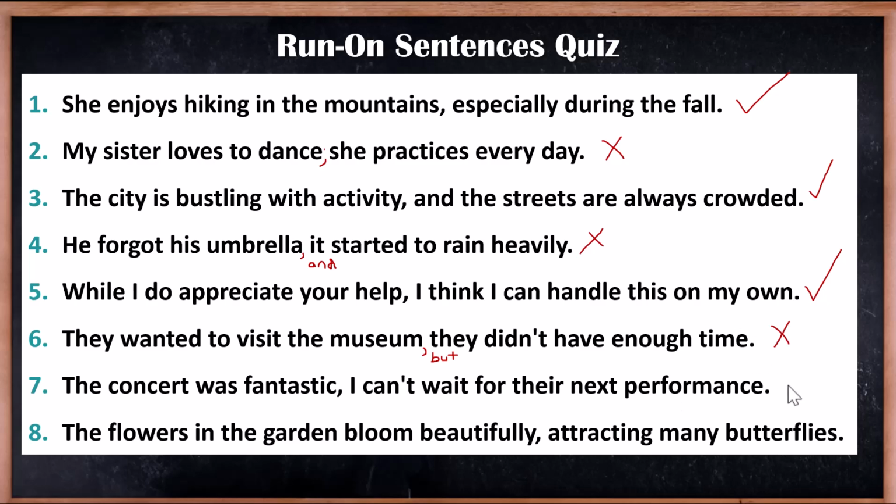Number 7 is incorrect. This is a comma splice, which is a type of run-on. We have 2 independent clauses connected with a comma. Remember, a comma is not strong enough, so let's change this to a semicolon. And now it's correct. And finally, number 8.